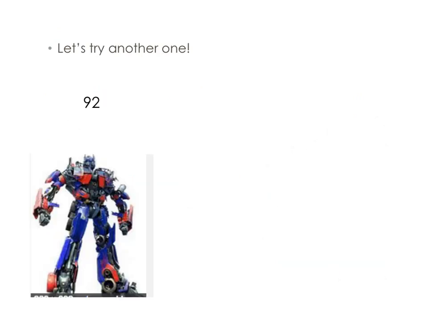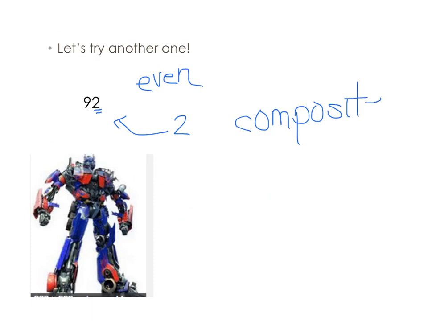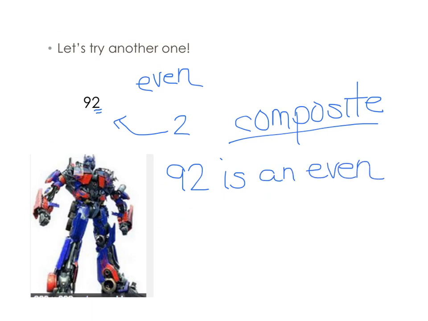If we look at 92, I know that the 2 at the end of this number makes it an even number. That means that 2 is a factor of 92. Once I know that, I can say it is composite. Now here's my proof. 92 is an even number, so 2 is a factor.